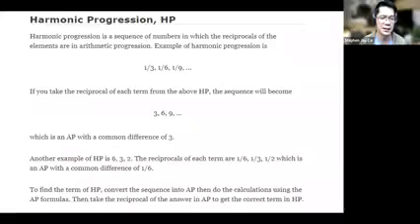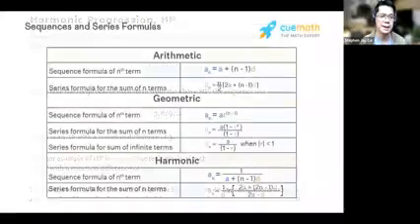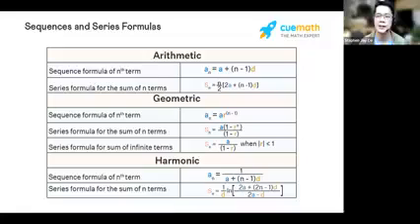So yun yung difference nilang tatlo. So these are the formulas to get the arithmetic, geometric, and the harmonic sequence. Example, if you're looking for the sequence formula of nth term, then you have a sub n equal to a plus n minus 1 times the common difference. To find the sum of the terms, then you'll have this formula here.